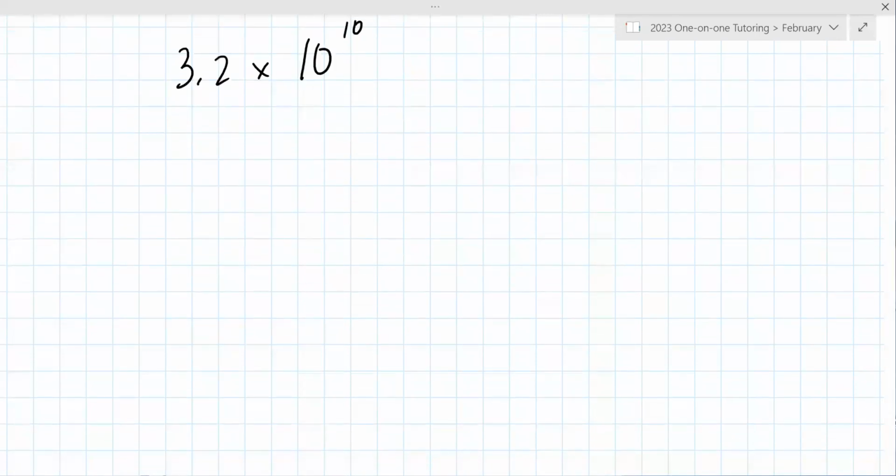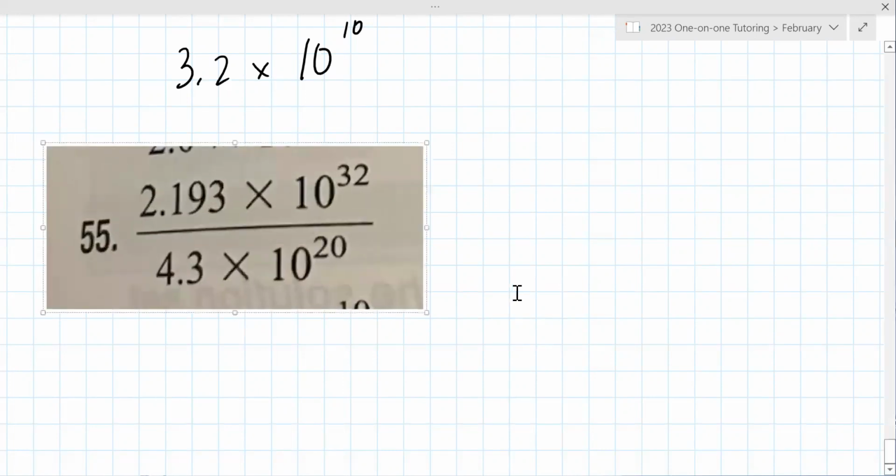I mean, we have some time here. Should we do a few more of these? I think it'd be good to do 55, 56, all the way up through 60. Sure, we can do those. All right, 55 here.